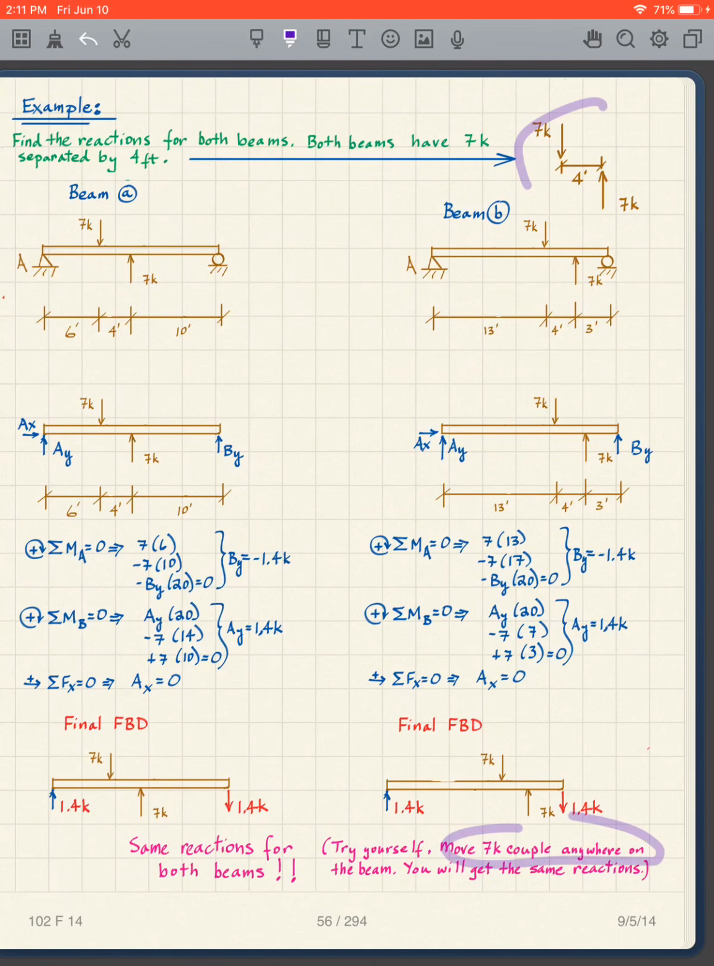I've got to keep the 4 feet distance. I can't change that 4 feet. I've got to stick with the 4 feet. But I can move that anywhere on my beam. I can move it over here, I could move it over there. Anywhere on the beam, and I'm going to get the same reaction. So you can try that at home.